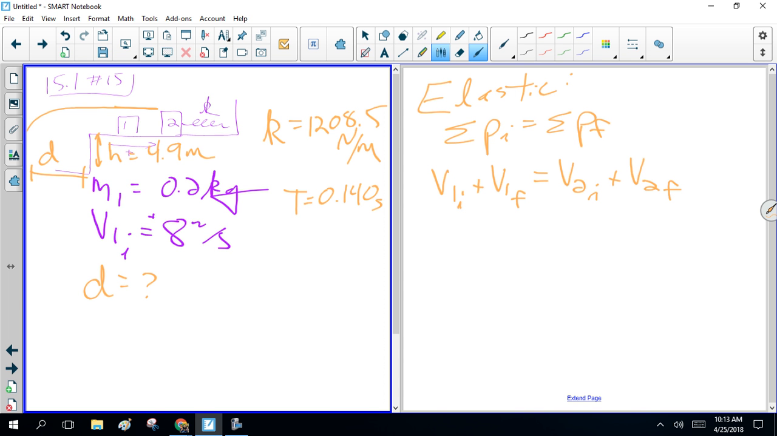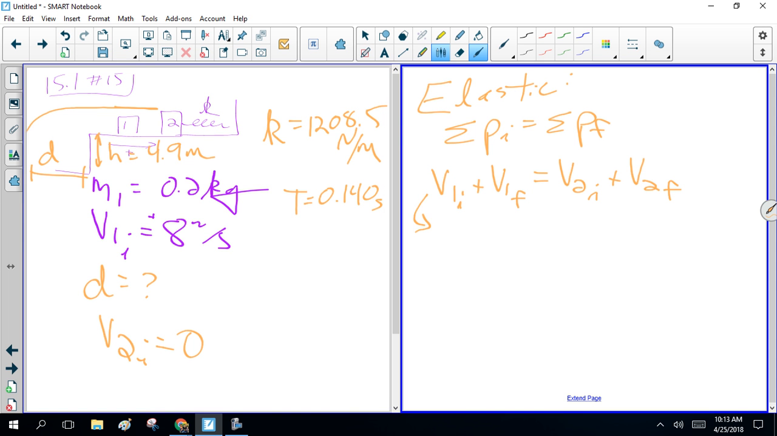In order to do that, what else do we know? We know one other velocity: the initial velocity of 2 is 0, right? But the problem is I don't know either v1f or v2f. So right now this equation is 8 plus v1f equals 0 plus v2f, right?